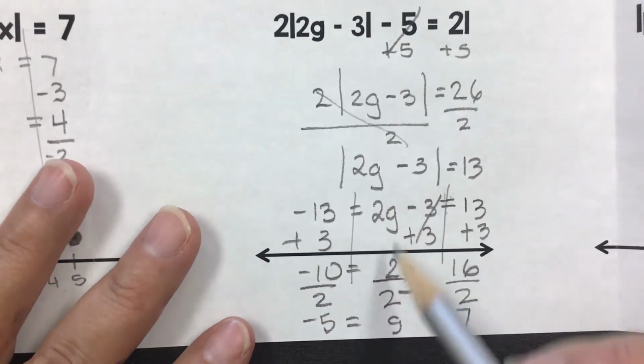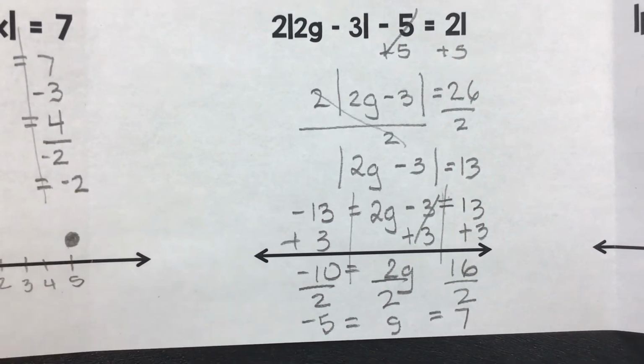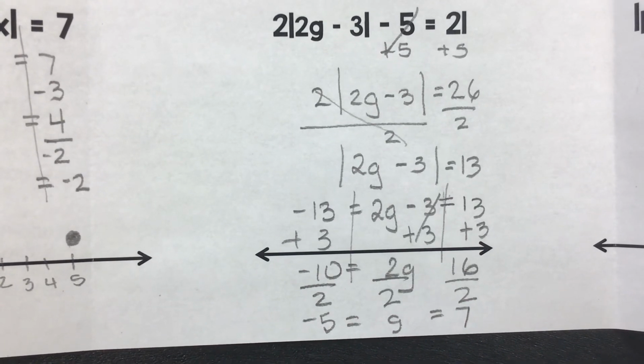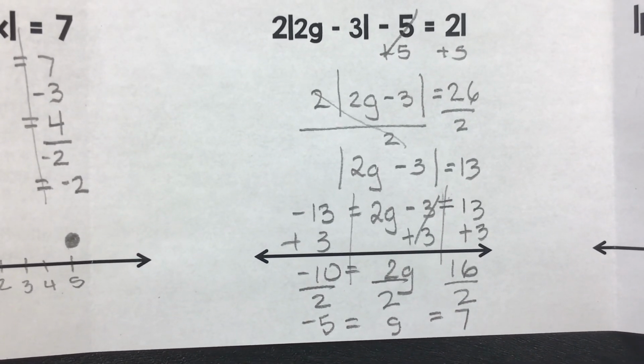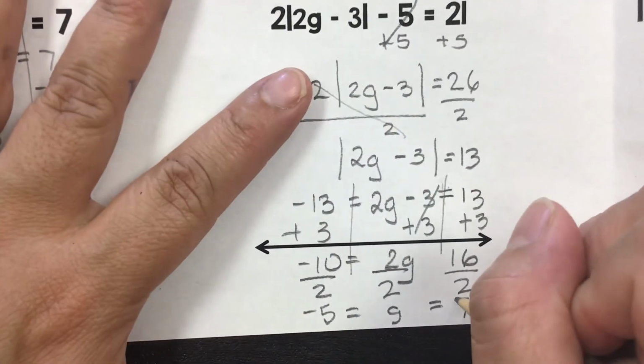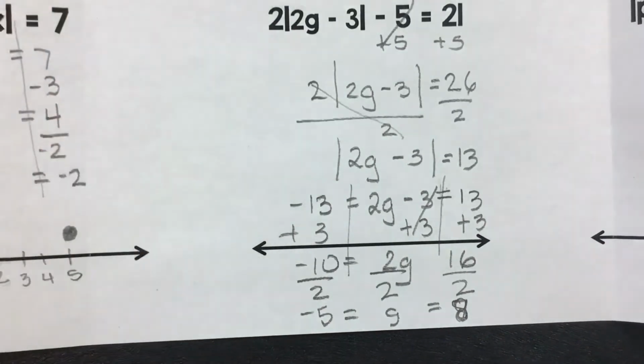I'm not going to graph it just because I ran out of space, but you just put the numbers on the number line, and they're closed circles. I'm sorry? Would that be 8? Yes, thank you. Good job. Thank you for being alert and aware.